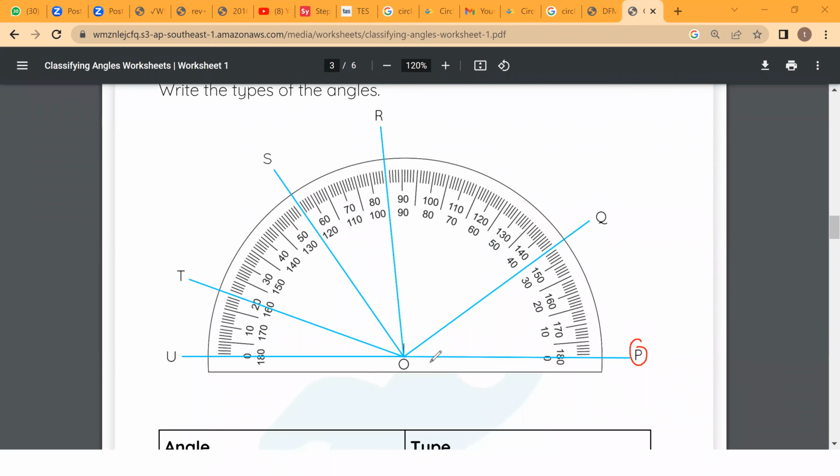No, POU is a straight angle, 180 degrees. Very good. That is a straight angle because look, it goes just like this, straight across. That's POU. So this is a straight angle. How much does it measure if it's a straight angle? It must be 180 degrees. Very good, 180 degrees. That's POU.